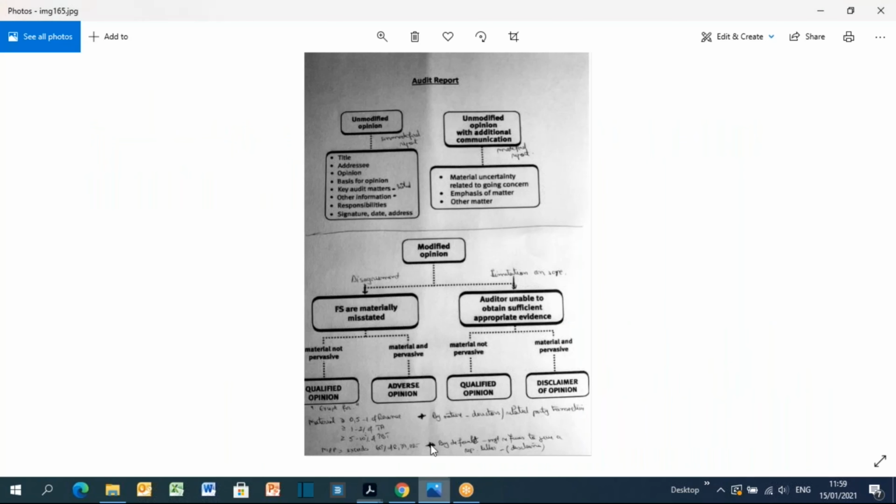And what you should do in this case, you should include an other information paragraph in here in the auditor's report, and you should explain that the information is in the other information given by the management, the environmental report, because the environmental report is not part of the financial statements that are audited by the auditor. This is part of the other information, and this is not something compulsory.